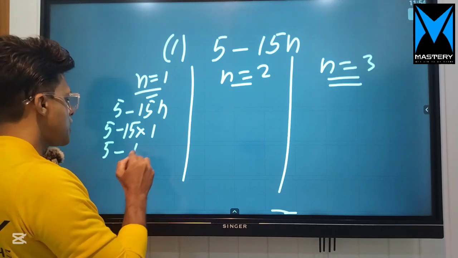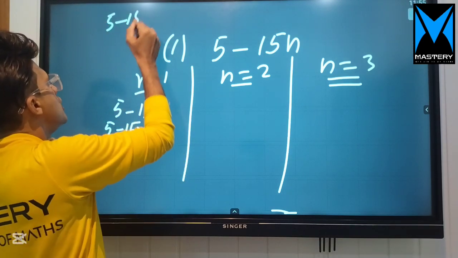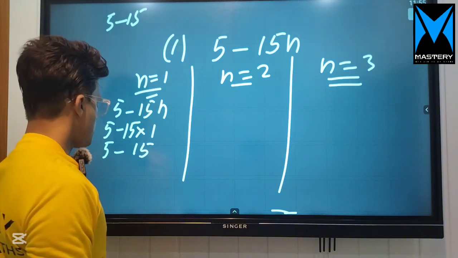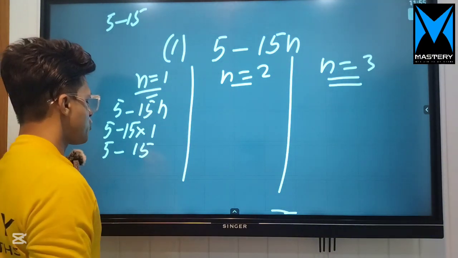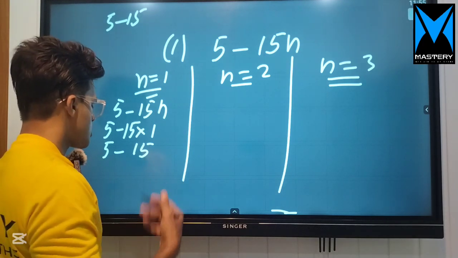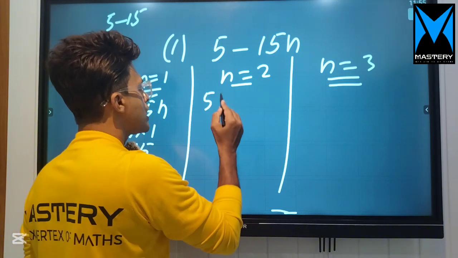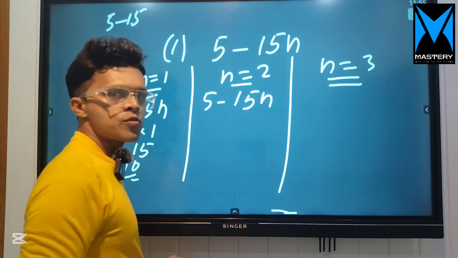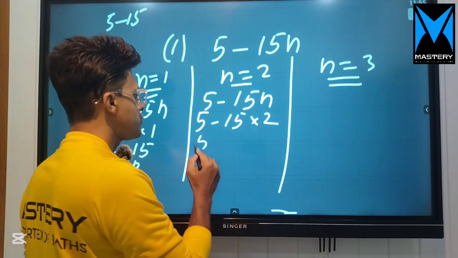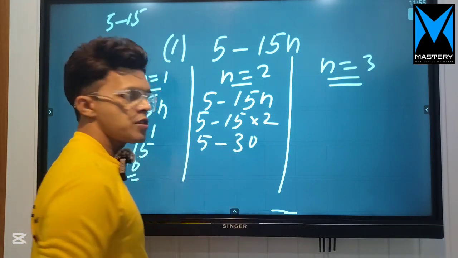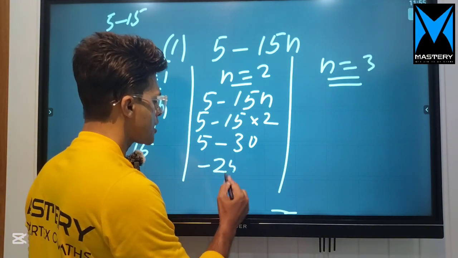Then 5 minus 15 times 1 is 5 minus 15. Yes, what's the answer? You've been taught; I have been doing so many segments of solving these types of relations and expressions. Yes, 5 minus 15 is minus 10. How do you get the second term here? 5 minus 15n, so 5 minus 15 times 2. 15 times 2 is 30. So 5 minus 30 is minus 25.